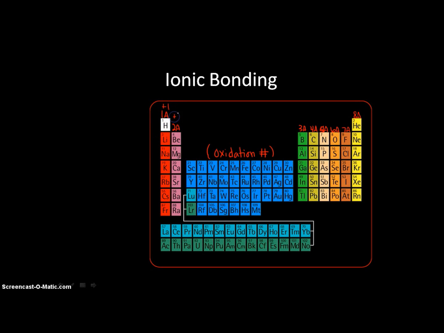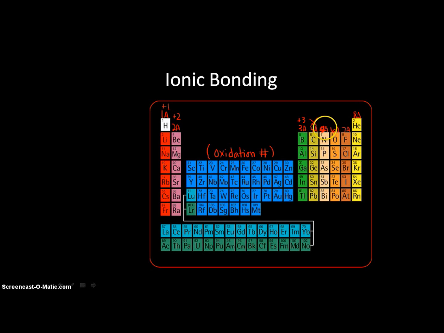Group 2 is always going to be positive 2. Group 3 is always going to be positive 3 ions. And in group 4, we save this group for covalent bonding. So they can be positive 4 or negative 4, but technically we're not going to deal with them until we get to covalent bonding. And group 5A, kind of made a mistake there, but you see 5A.